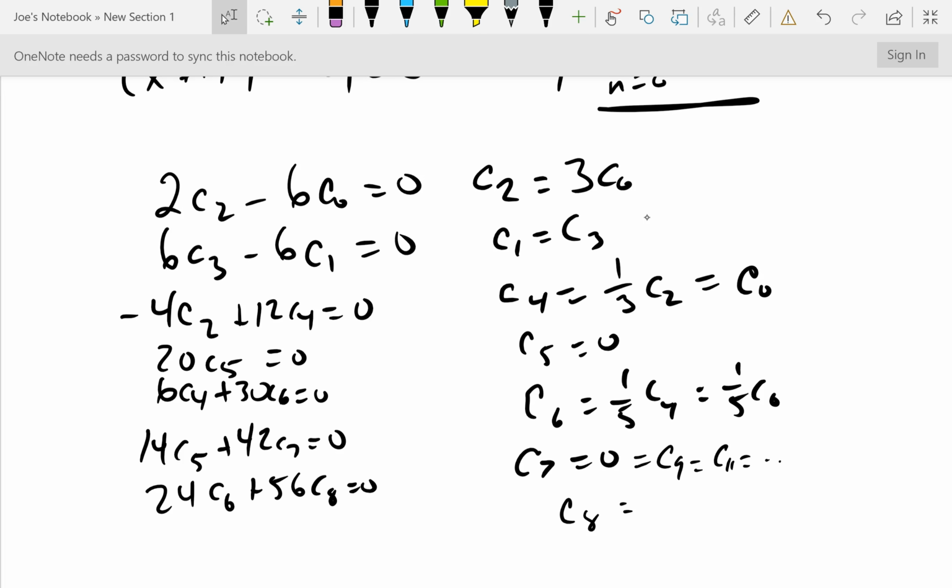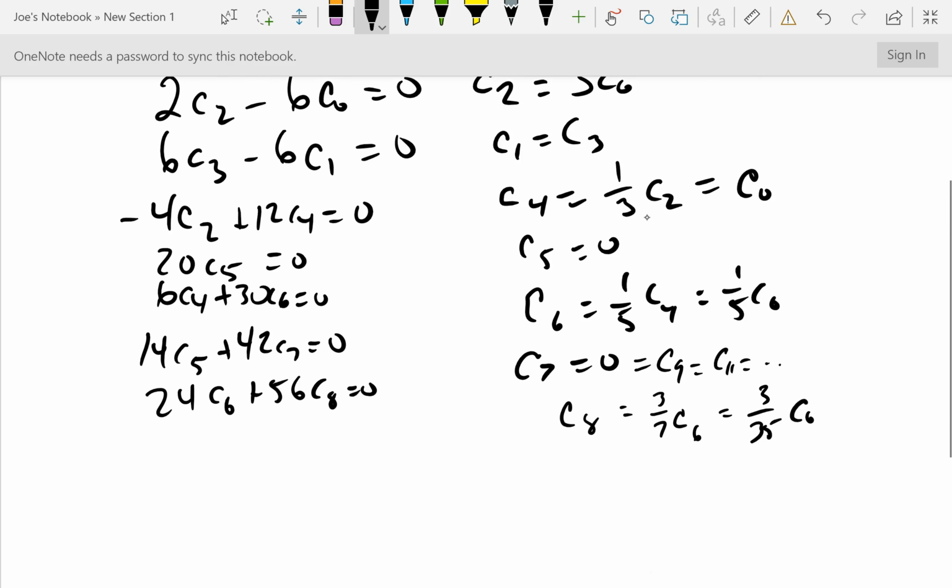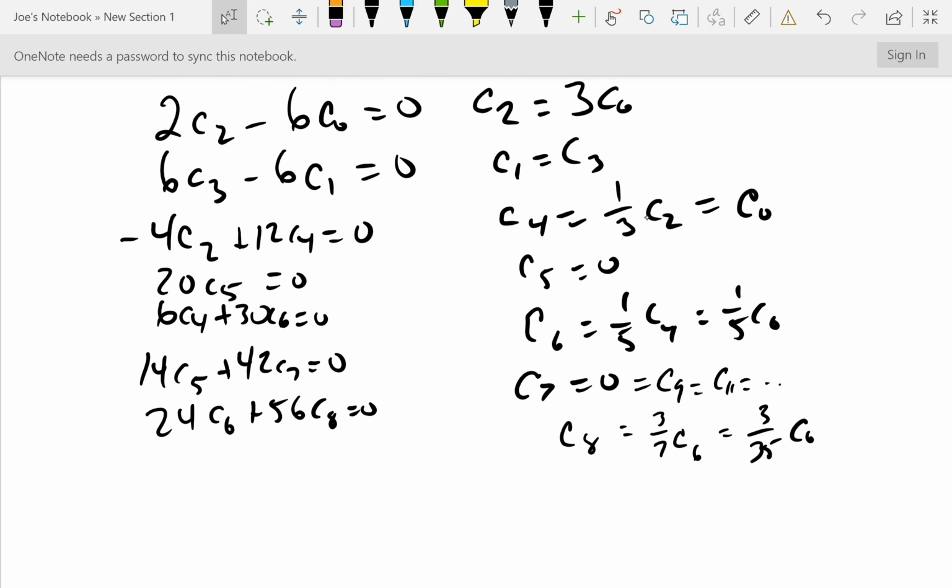Lastly, our C8, what is that? 24 over 56 is 3/7 C6. And that'll give us 3/35 of C0. So now we know what our two power series are, because one's going to be in terms of the C0s and the other one's going to be in terms of C1.